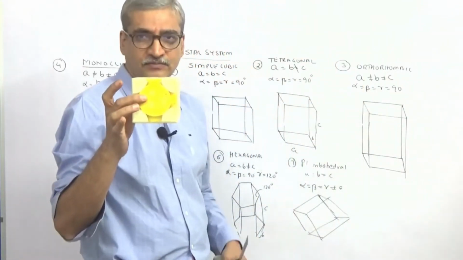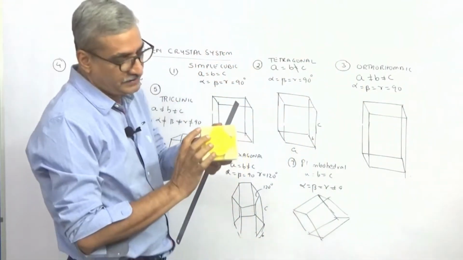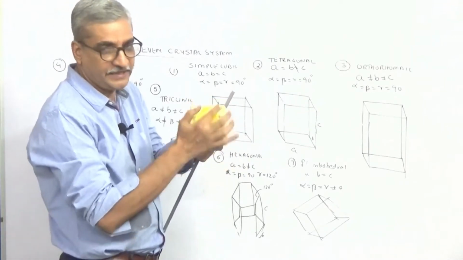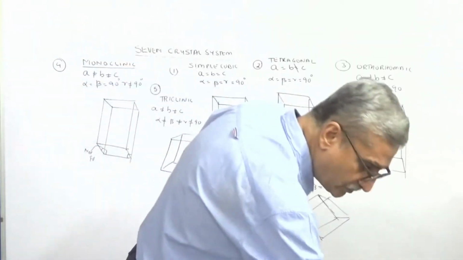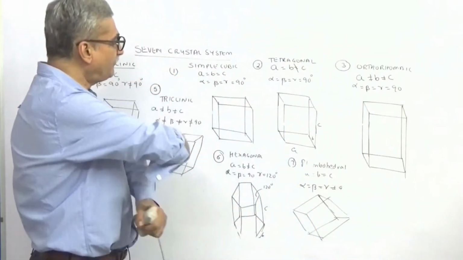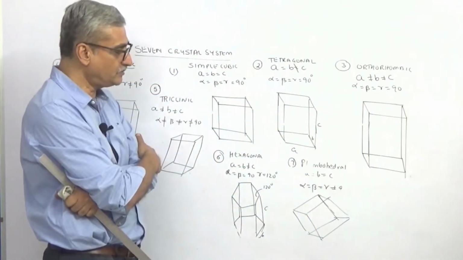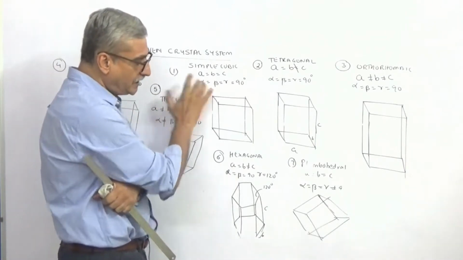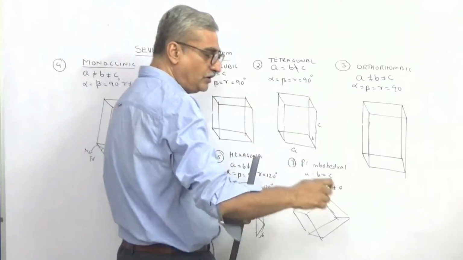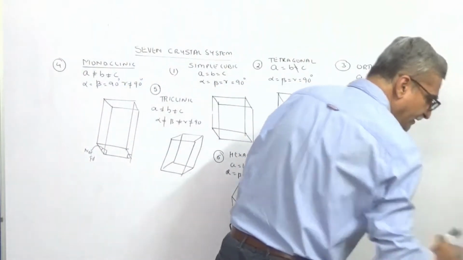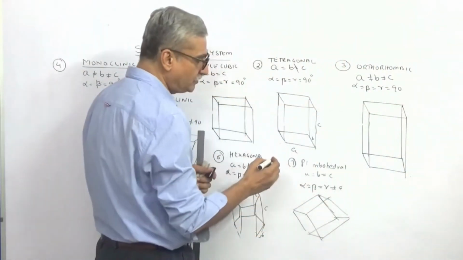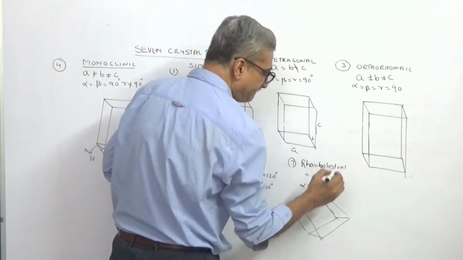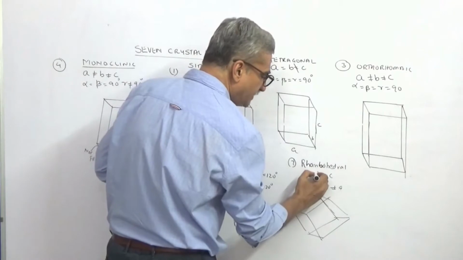First was simple cubic, where the length, the breadth and the height were all the same. So A is equal to B is equal to C, and alpha is equal to beta is equal to gamma is equal to 90. This and rhombohedral are going to be the only 2 cases where A is equal to B is equal to C.